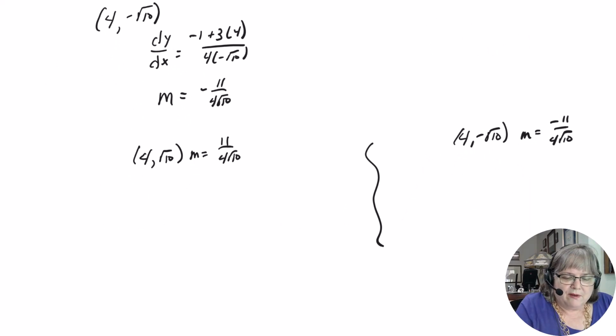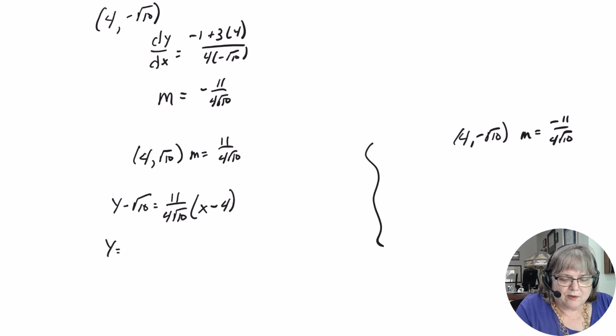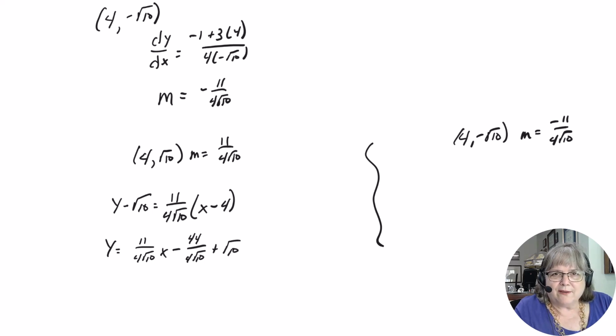Then I would have y minus y1 is equal to the slope times x minus x1. So you'd have y is equal to 11 over 4 square root of 10 x minus 44 over 4 square root of 10, because I'm just doing the distributive property, and then I move the square root of 10 over. And that's not a very pretty equation of a line, but if they want an exact, this is it.